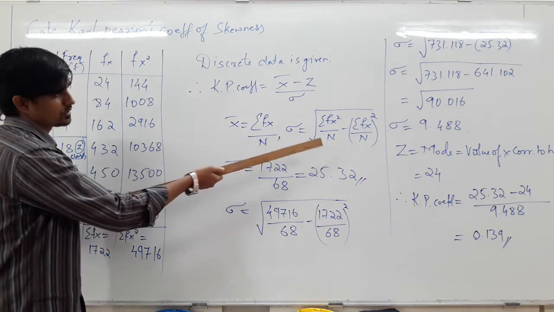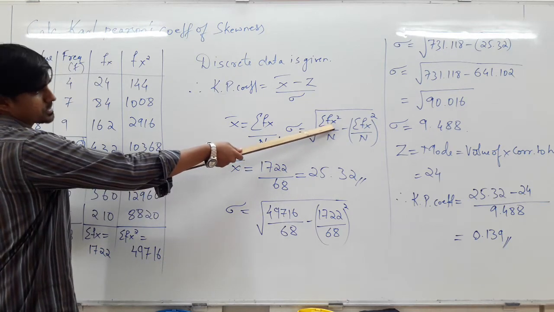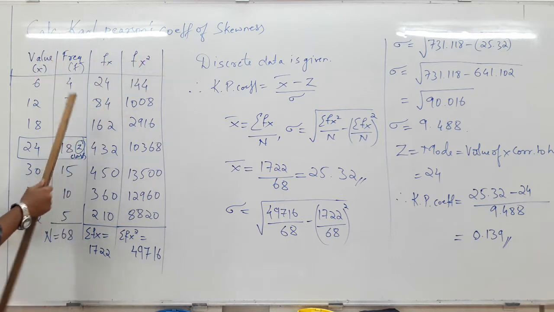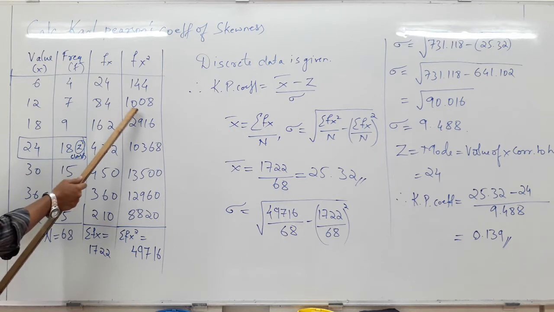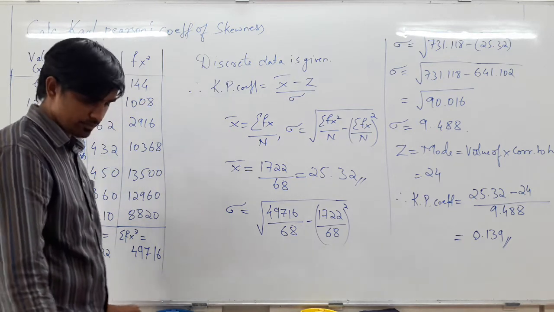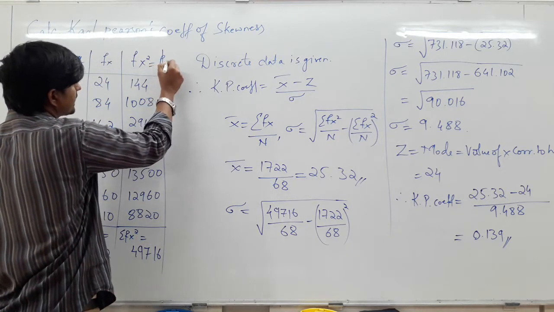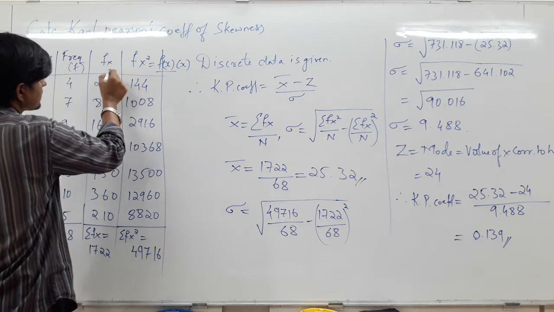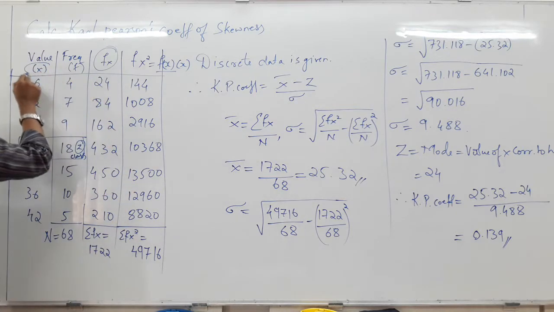Next we need what? We need standard deviation. Formula is already written here. So now give the values. For this, what is still missing? Fx square is missing. So this column I have written here. Fx square is there. So 6 into 24 is 144. 12 into 84 is 1008. As I have already explained to you, fx square is nothing but fx into x. So that we have done, fx is already here. For this fx we are multiplying again with x.